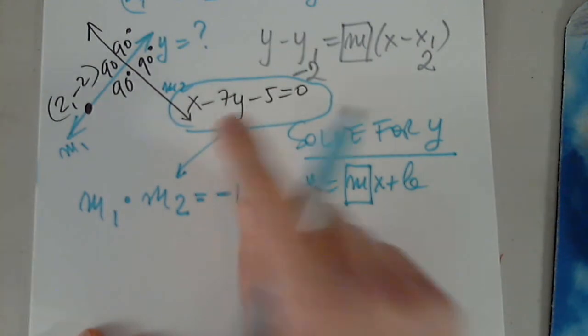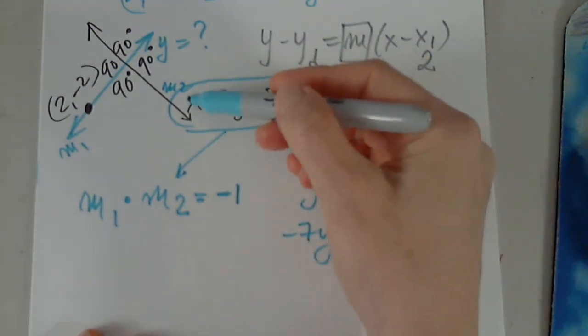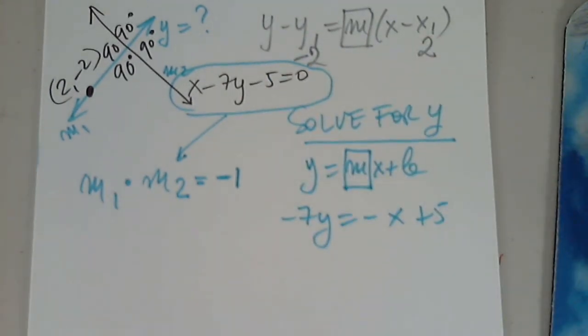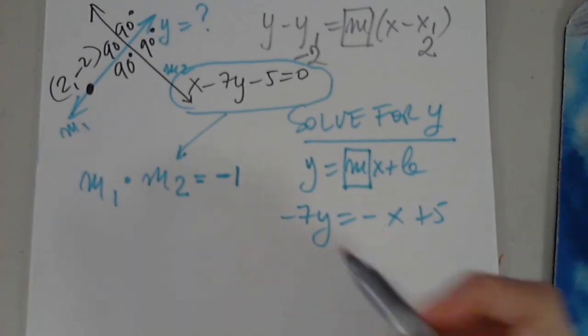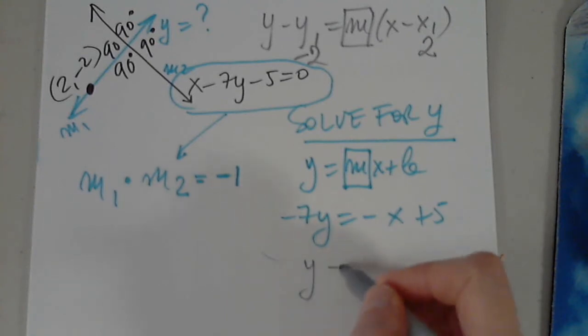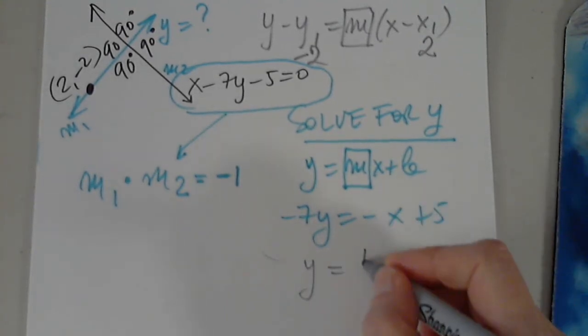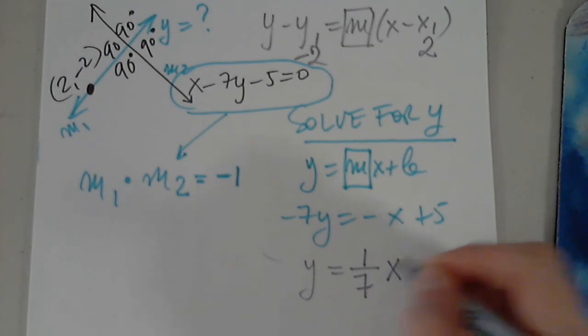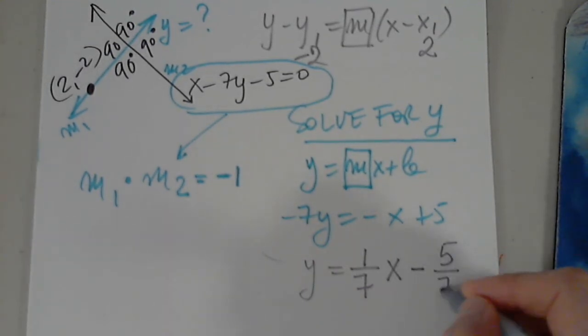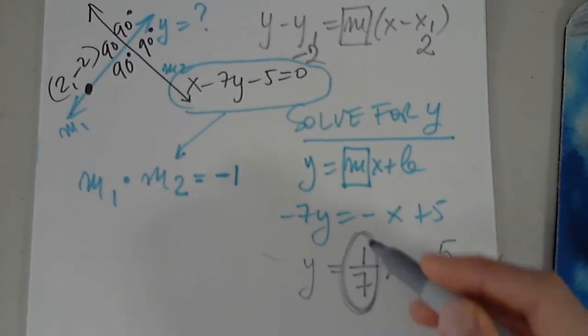So first I'll keep the y term and move x to the other side and move negative 5 to the other side. Remember, when I move a term from one side to the other, all I have to do is change its sign. You can say subtract x. It's the same thing. But now I have to divide by negative 7. So this divided by negative 7 is y. This divided by negative 7 is 1 over 7 x. And 5 divided by negative 7 is negative 5 over 7. I found the slope that I needed.